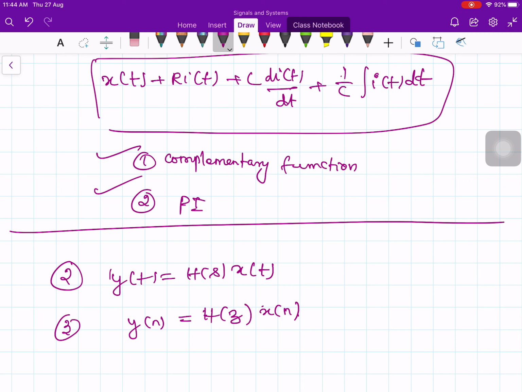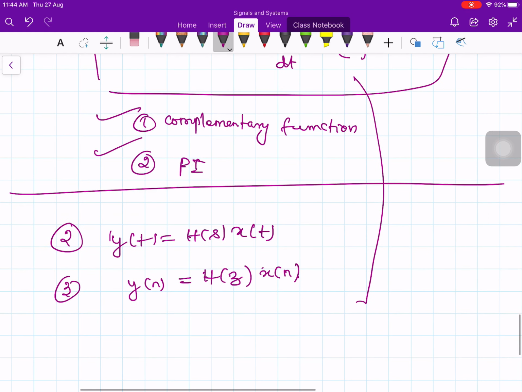So, solution of the differential equation will give us the complementary function and the particular integral, and also it is somewhat difficult to solve. So, we saw the difficulties associated with this. The second method is using the transfer function. The second method involves h of s and the third method involves h of z. This is much easier actually compared to the first one using differential equations.